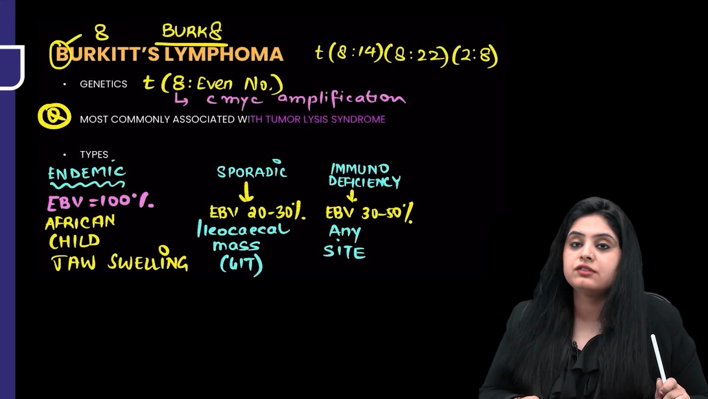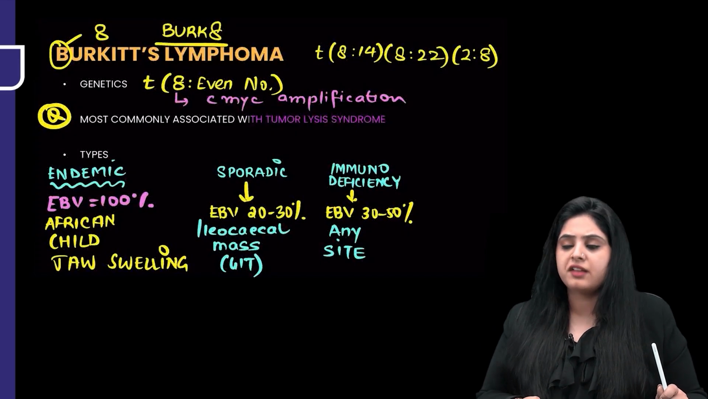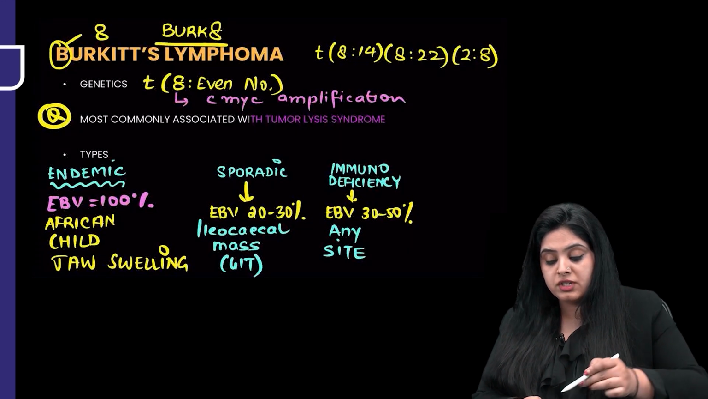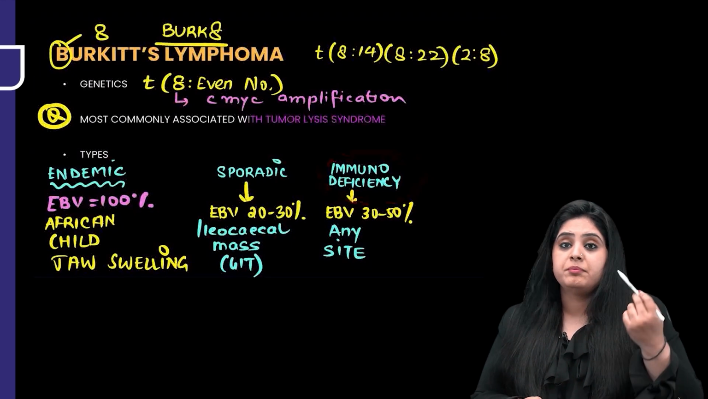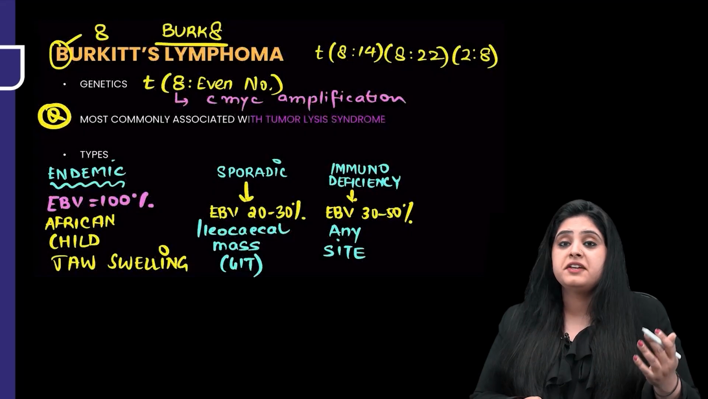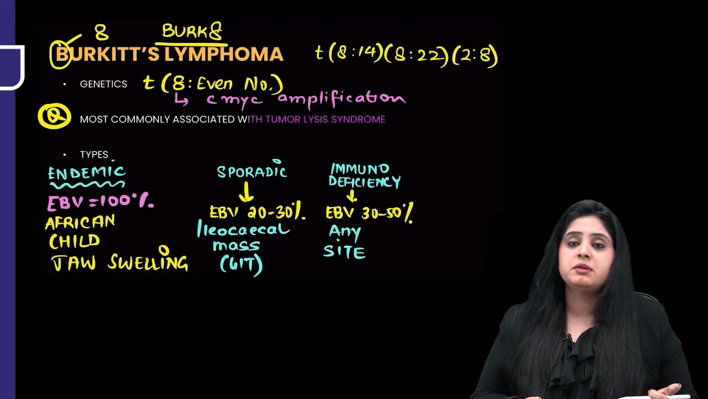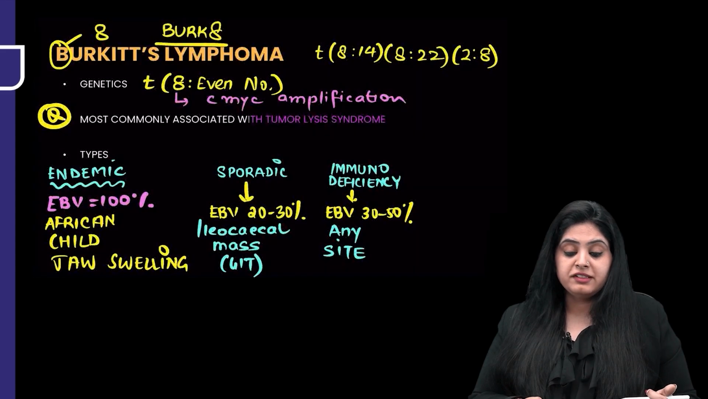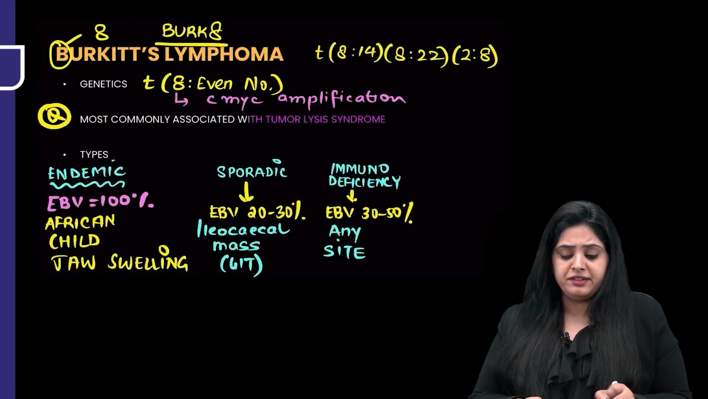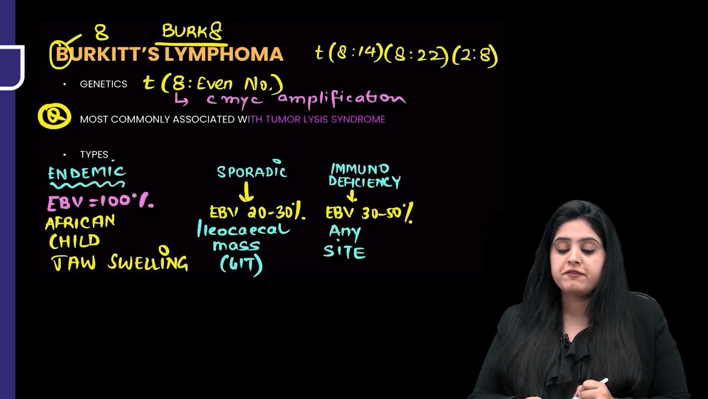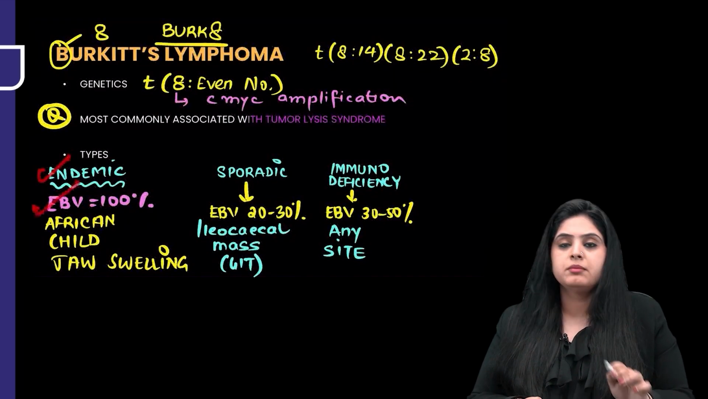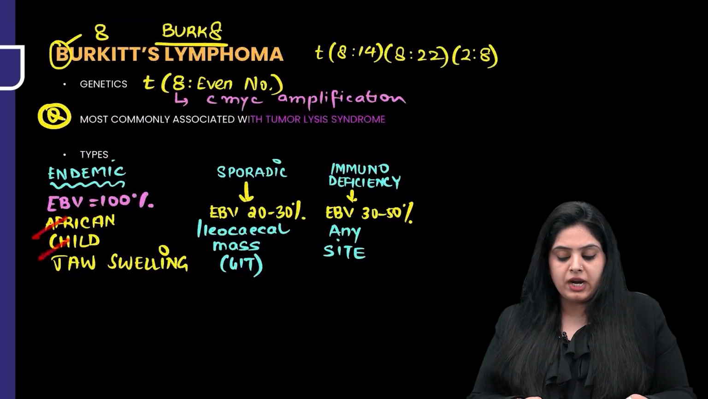Imagine, I've seen a very, very rare case, hardly documented in literature: an HIV positive patient with Burkitt's lymphoma of the eye presenting as proptosis. Burkitt's lymphoma of the kidney has been published many times in HIV positive patients. So any site of the body can be affected if the patient is HIV positive, immunodeficient. If it is sporadic, it will be a GIT mass, but when it is endemic, the most common is an African child with jaw swelling.